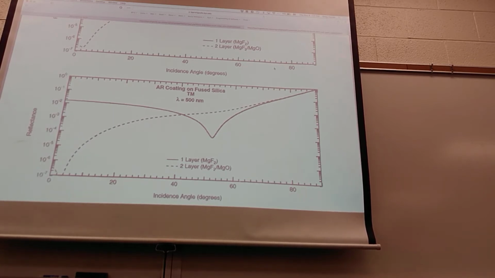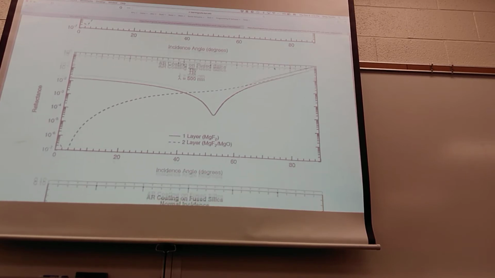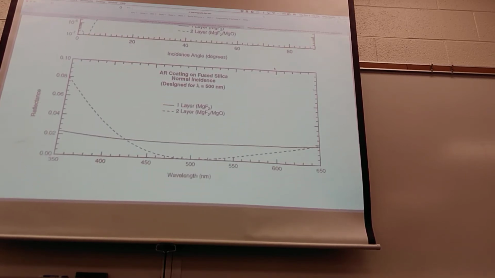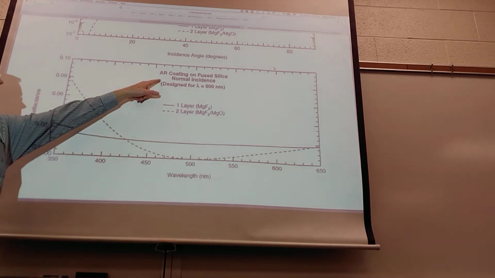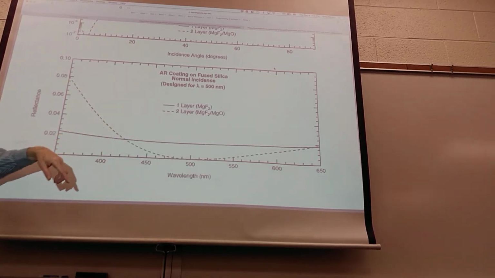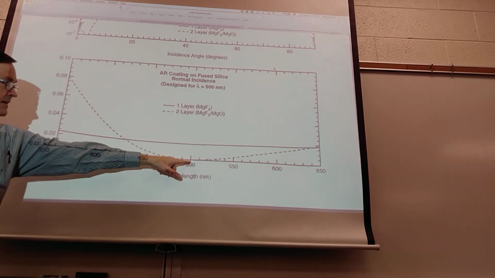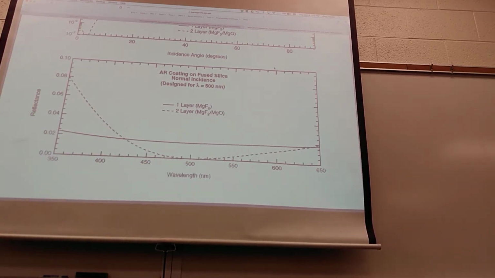Okay, so that's for a very specific wavelength, the design wavelength. What happens if we vary wavelength? So this is at normal incidence, the one layer and the two layer coating, and 500 nanometers is the design wavelength.